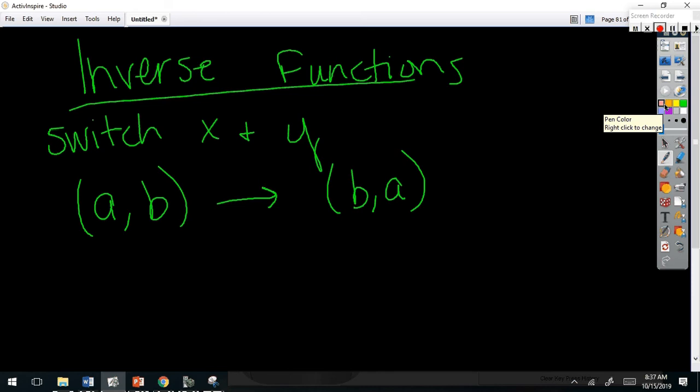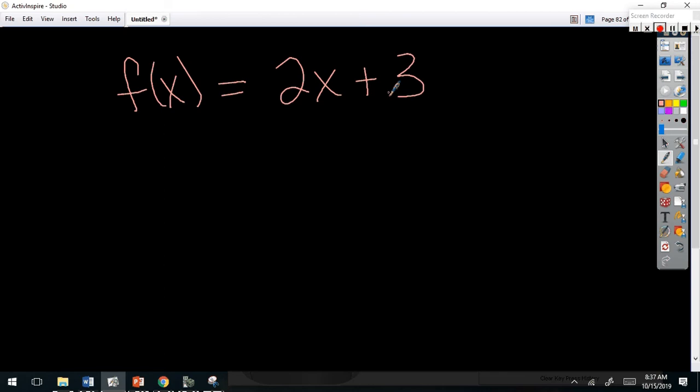So let's say I have this equation, f of x equals, we'll start out easy, 2x plus 3. How might I find the inverse of that function? Tell me what to do. What does inverse mean? It means switch what? X and y. So f of x is the same thing as what? Y. Do you agree with that?